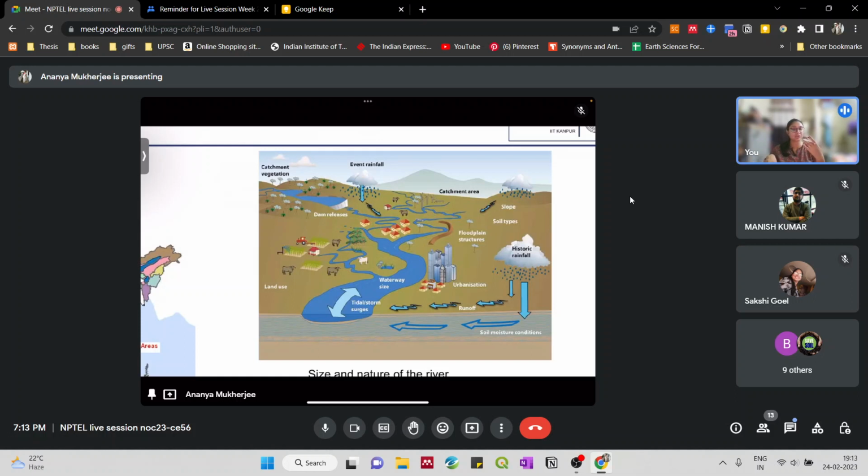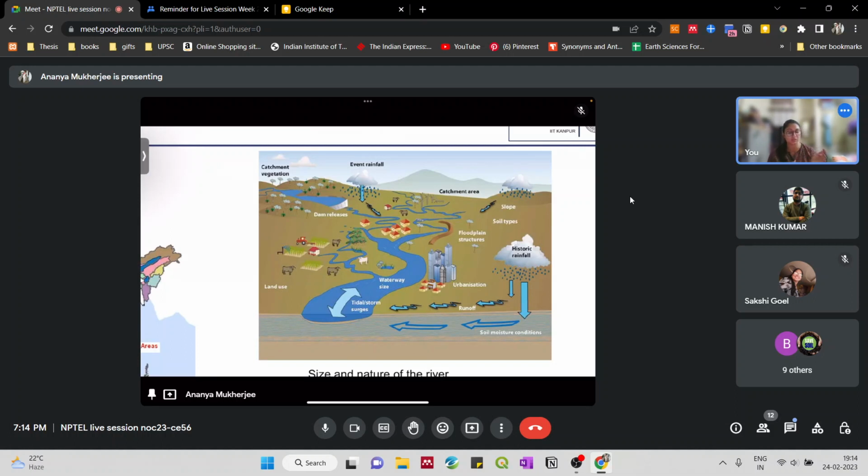Because of failures in dams, that is man-made. A dam is a man-made feature, but a sudden release of water from a dam is going to increase the water flow and the water level in the stream, and it might cause flooding in the region nearer to the dams. Suppose you have a cloudburst or heavy rainfall, heavy precipitation, that again is going to change the water level in the river and cause floods.